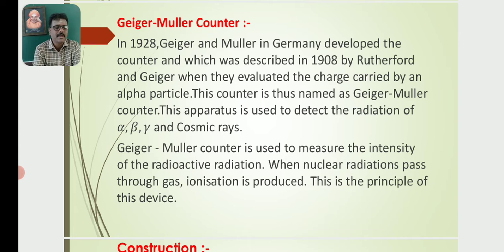So the Geiger-Muller counter is a nuclear instrument which is used to detect the radioactive radiations: alpha radiation, beta radiation, and gamma radiations. It was discovered by Geiger and Muller in 1928. The Geiger-Muller counter is used to measure the intensity of the radioactive radiations.